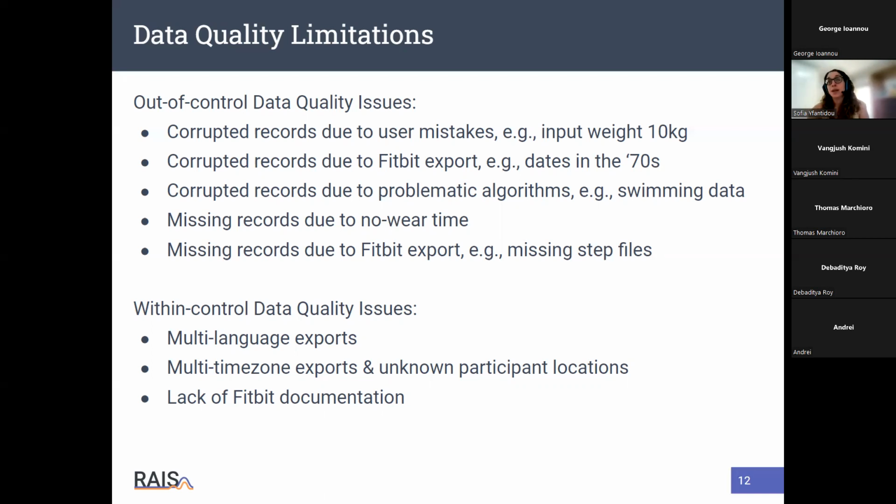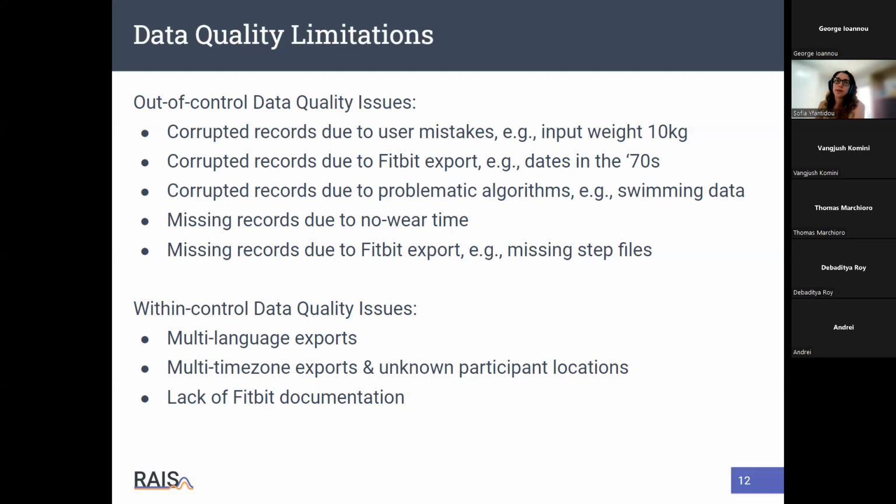Then we have missing records due to no wear time. Of course, if our users do not choose to wear their Fitbit, let's say, to sleep, we cannot do anything about it. And then we have missing records again due to Fitbit export problems. So it happened that we do not have step data for all participants, but we do have exercise data for all participants. When we dug deeper into this issue, we noticed that for a small number of participants, Fitbit had exported only a subset of their data for unknown reason. And as you can imagine, it's not possible that you have exercise data, but you do not have step data. If you wear your Fitbit, you necessarily have some step data recorded.